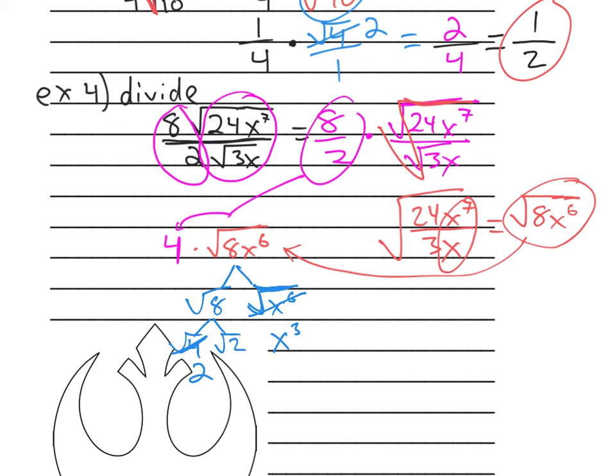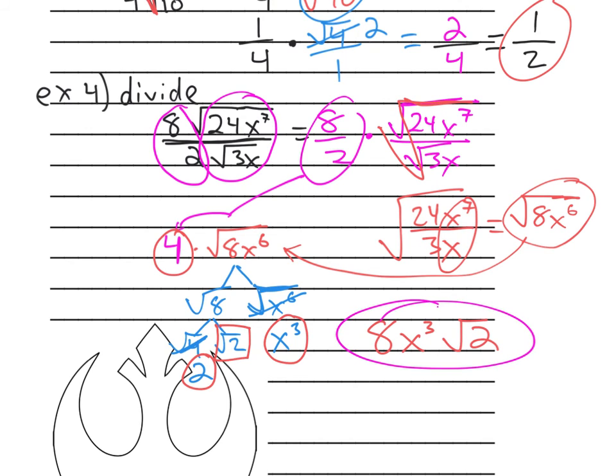The last thing we're going to do now is multiply everything together on the outside. So we're going to have 2 times 4 times x to the 3rd. 2 times 4 is 8. And don't forget, 8x to the 3rd. And then what's still inside our radical is the square root of 2. And there is our final answer after all that work.